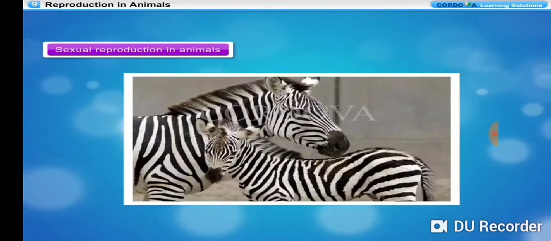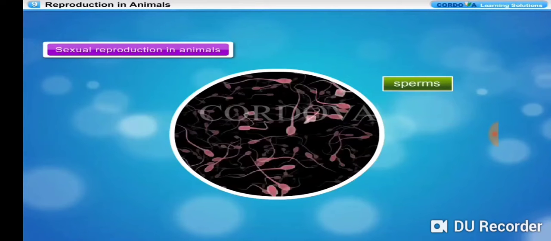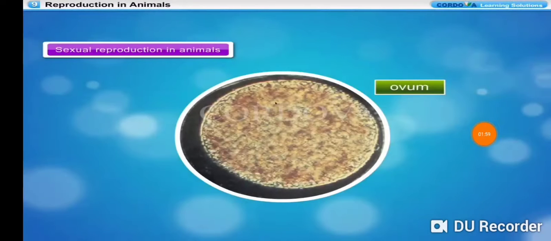Sexual reproduction in animals. Most animals reproduce by sexual reproduction. In sexual reproduction, two parents, one male and one female, are involved. They have different reproductive organs. The adult male produces male gametes called sperms, and the adult female produces female gametes called ova.